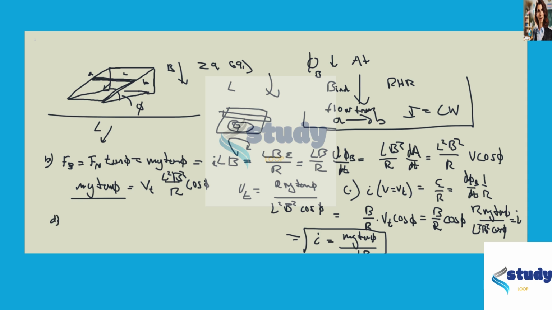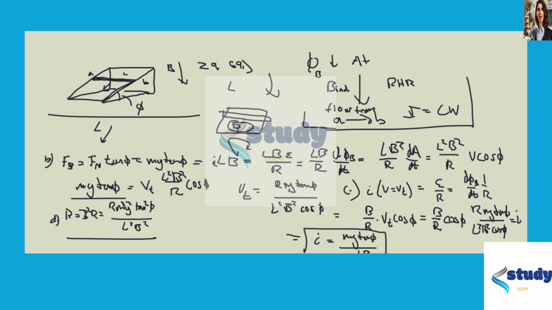Let's move on to part D. Part D is asking us for the power through the circuit, and we know that the power through the circuit is the current squared times the resistance. We can easily just do that out from our current before. So we have the resistance times m squared g squared tan squared phi over L squared B squared. Awesome. That's exactly what we wanted.